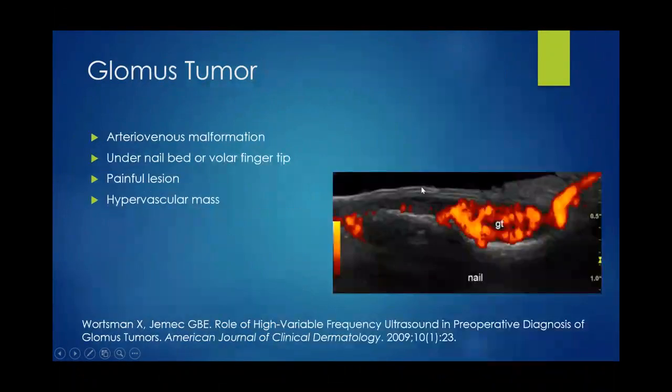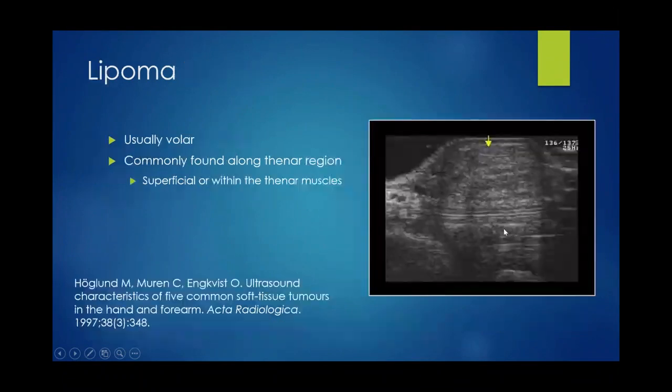A glomus tumor is an avascular malformation along or deep to the nail bed, as well as along the volar tip of the finger. It would be exquisitely painful, and on ultrasound you would see a lot of chaotic blood flow. And then lastly, you can have lipomas. They can be either within the subcutaneous tissue or within the muscles, most commonly the thenar muscle. If it was in the subcutaneous tissue, it would be isoechoic to the adjacent fat. If it was within the muscle, it would be hyperechoic relative to the adjacent muscle.